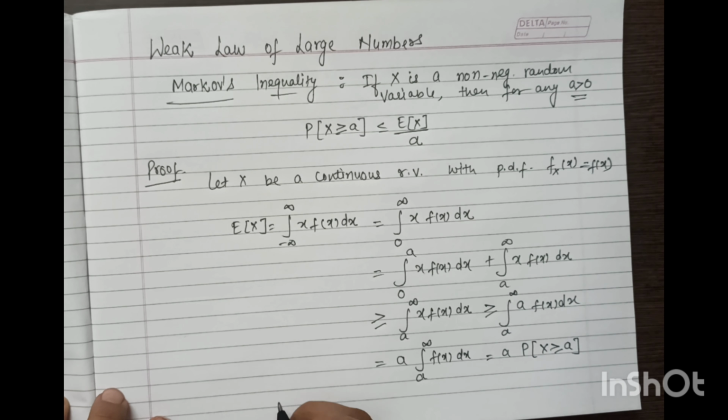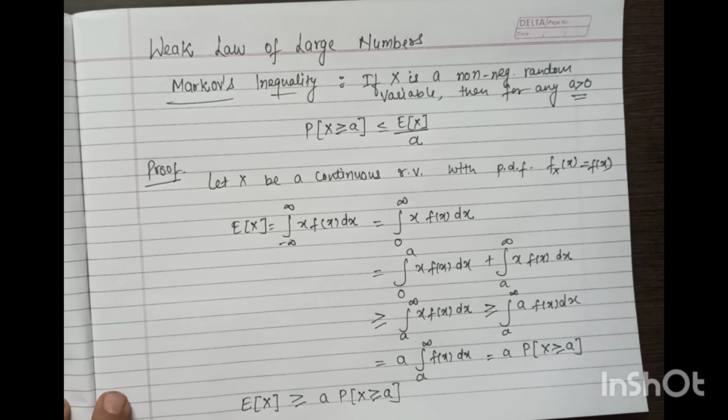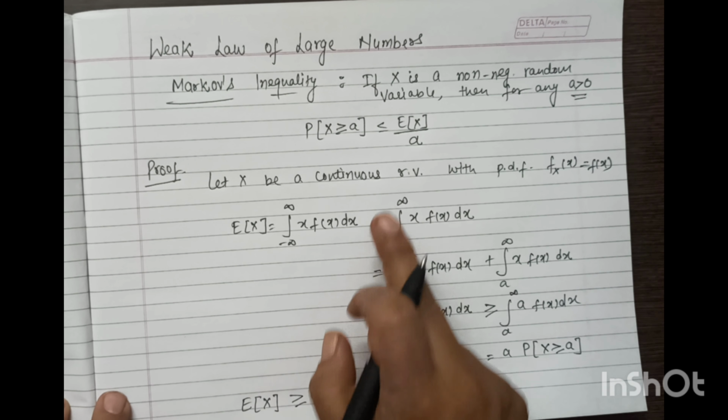And now by this we have expectation greater than or equal to this value. Shifting a over here, we get the result. So this one is the simple Markov's inequality.